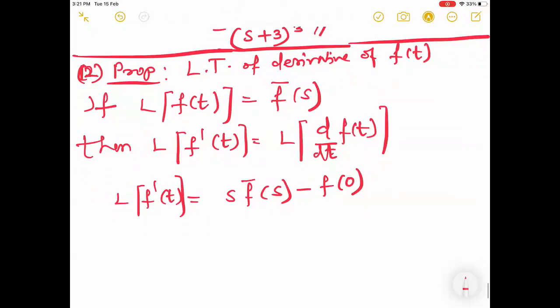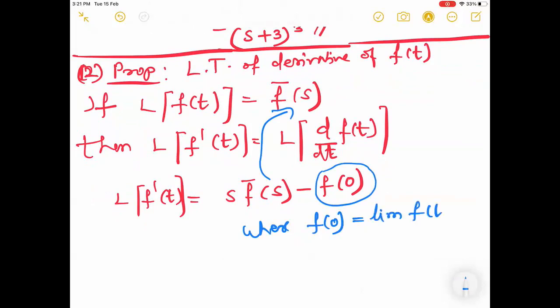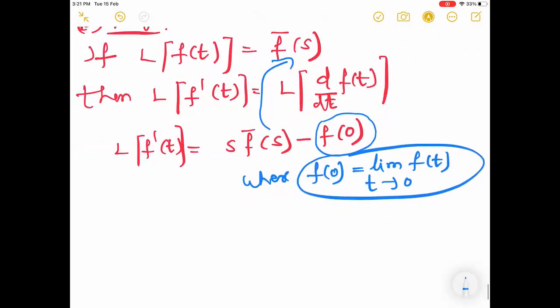Now f bar s, as you can identify, is the transform of the f of t function. But this f of 0 is nothing but the value of the function at t equal to 0. So this is the limit of f of t as t tends to 0. That can be understood. Okay. And f bar s is of course the transform of f of t. This is the first derivative answer.